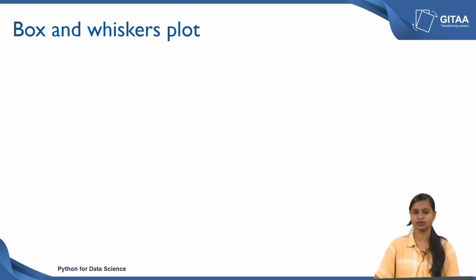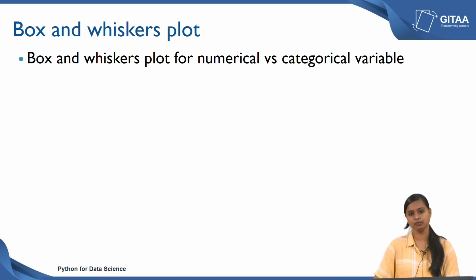Now we are going to look at the box and whiskers plot for a numerical versus a categorical variable, because it is very useful when you want to check the relationship between one numerical and one categorical variable, like how the price varies with respect to another variable. In the previous example, we just looked at the distribution and how to detect outliers using the box plot. Here we are going to check the relationship between two variables, so you can use a box plot when you have one numerical and one categorical variable.